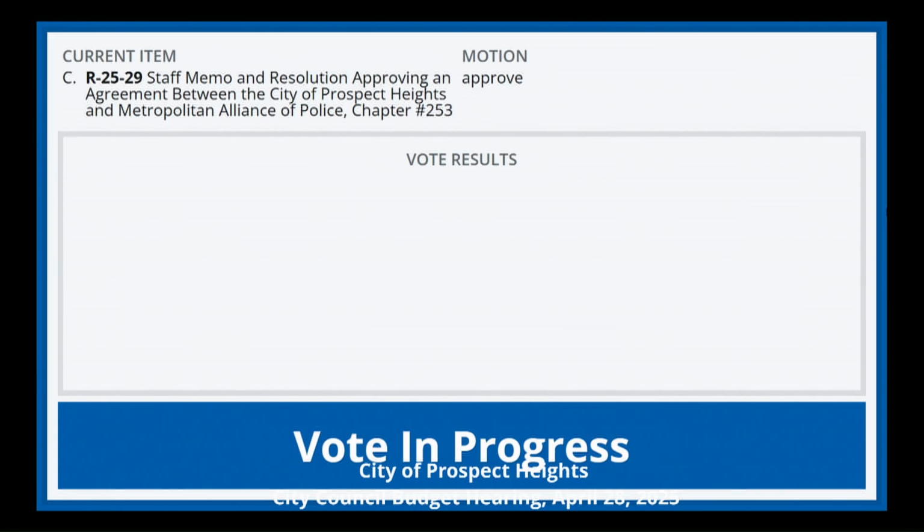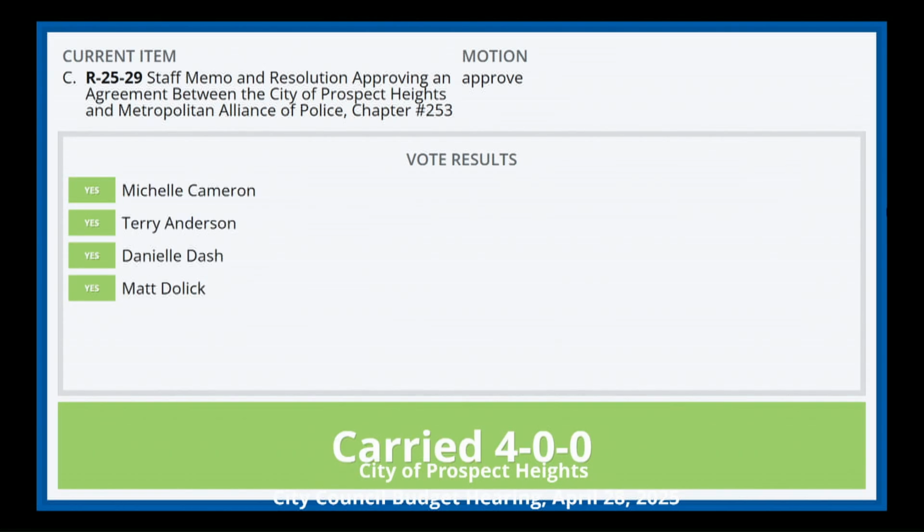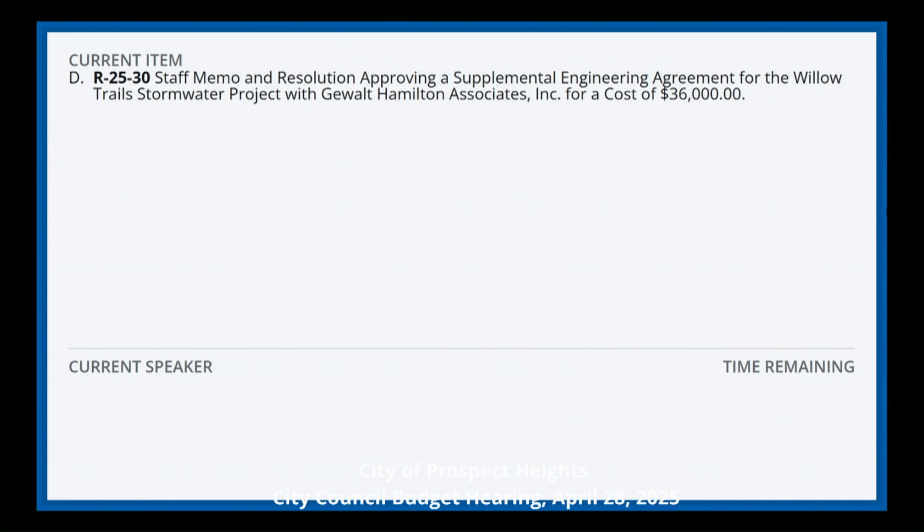Alderman Cameron. Aye. Alderman Anderson. Aye. Alderman Dash. Aye. Alderman Dolick. Aye. Motion passes. Item D, Resolution 2530, staff memo and resolution approving a supplemental engineering agreement for the Willow Trail Stormwater Project with DeWalt Hamilton Associates Incorporated for a cost of $36,000, subject to attorney review.